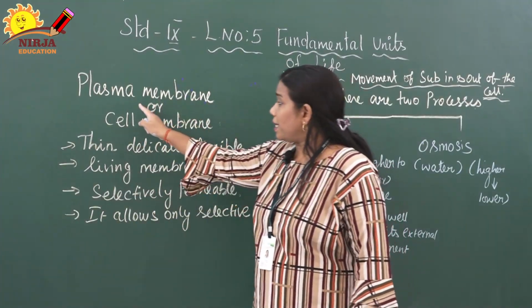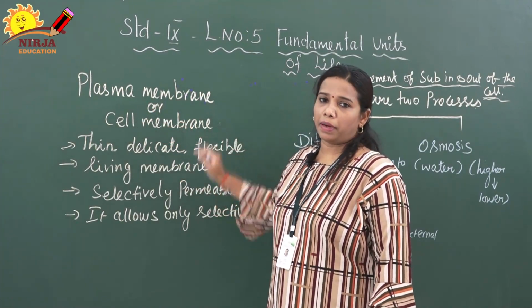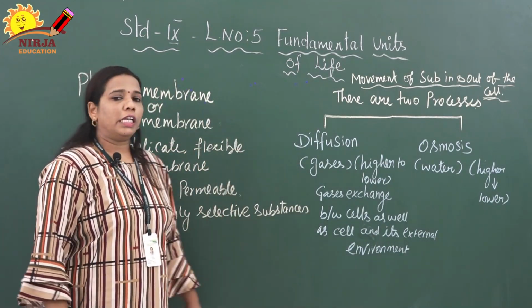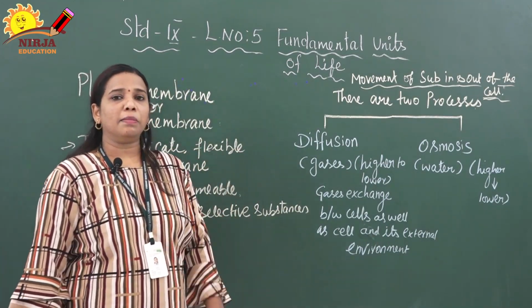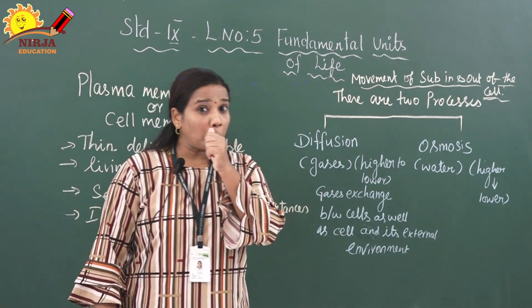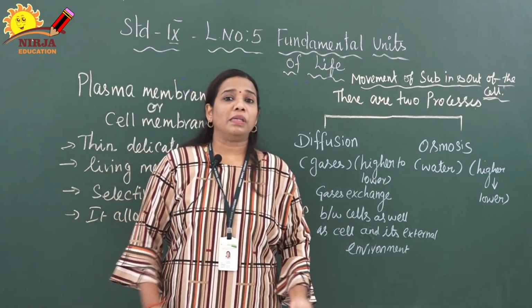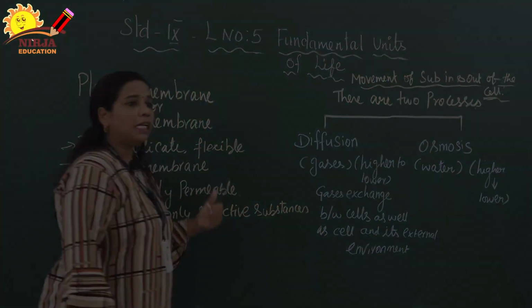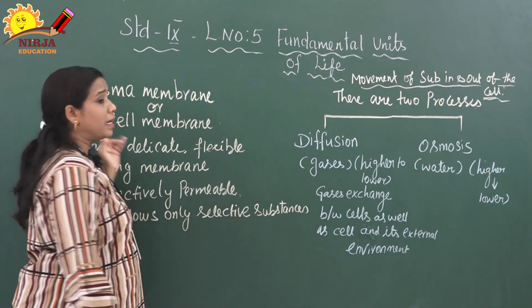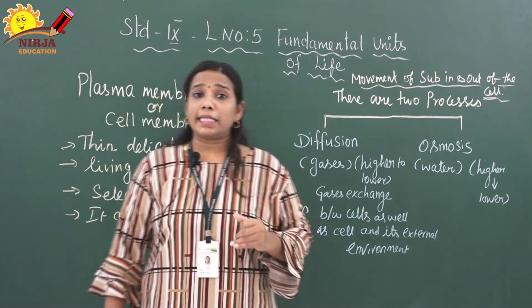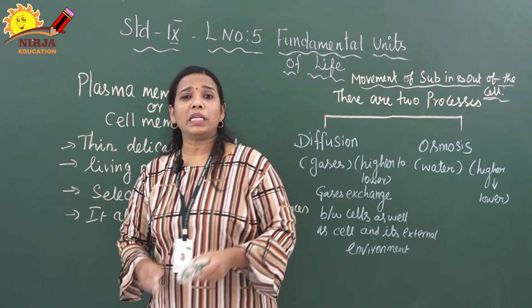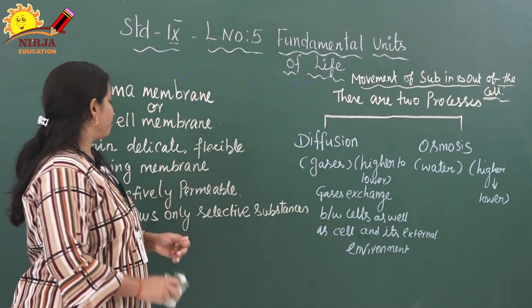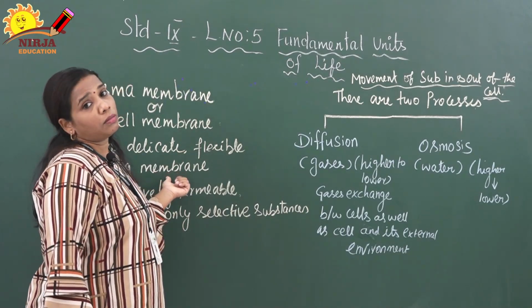Plasma membrane. The plasma membrane is also called the cell membrane. It is the outermost membrane of living organisms, particularly animals and human beings. What about plants and other organisms? In them it is present below the cell wall. Only in animals and human beings is the plasma membrane the outermost membrane. At the same time, this plasma membrane is a very delicate, thin membrane, it is very flexible too, and it is living in nature also.